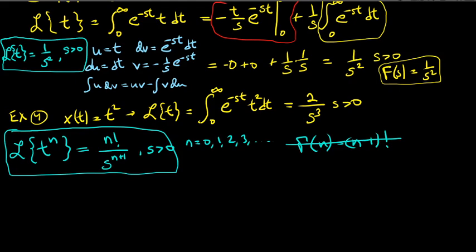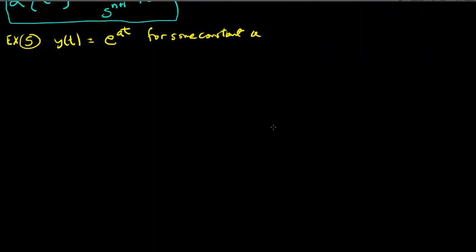All right, so what about the more interesting ones? Let's do y of t equal to, how about just e to the at? So here a is just a constant, for some constant a. And in fact, a could be anything, positive, negative, that doesn't matter.